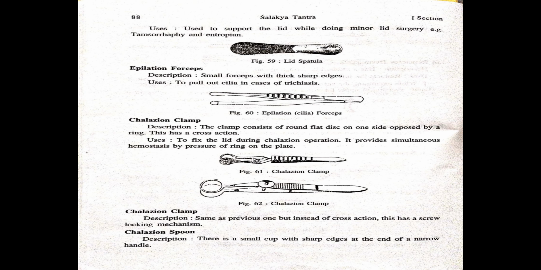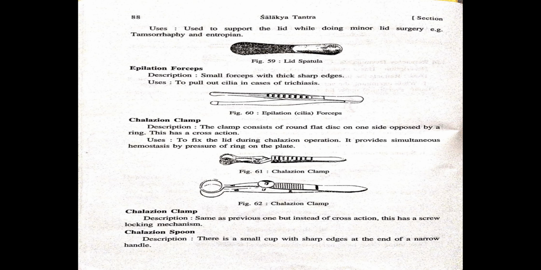Chalazion clamp. Description: the clamp consists of a round flat disc on one side opposed by a ring. This has a cross action. Uses: to fix the lid during chalazion operation. It provides simultaneous hemostasis by pressure of the ring on the plate. Figure 61, chalazion clamp. Figure 62, chalazion clamp. Description: same as previous one, but instead of cross-action, this has a screw-locking mechanism.